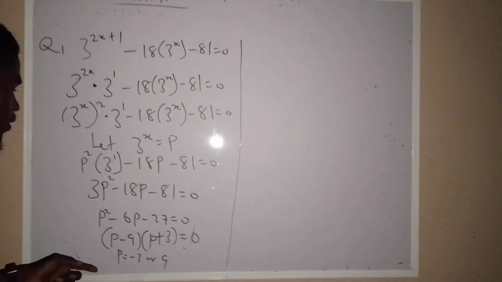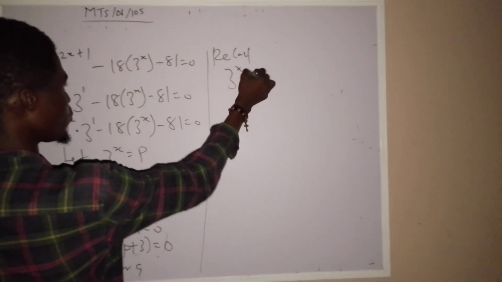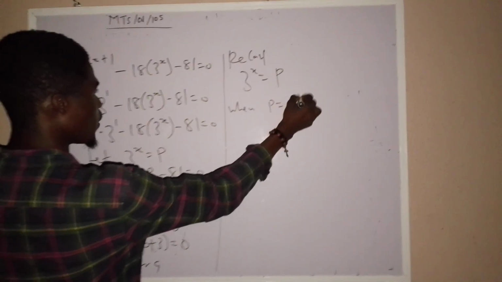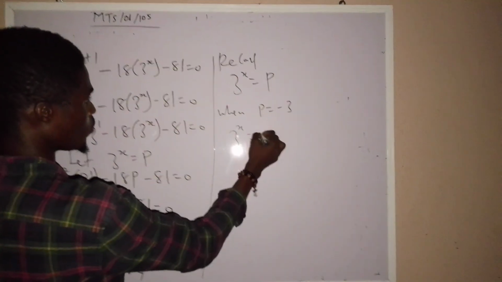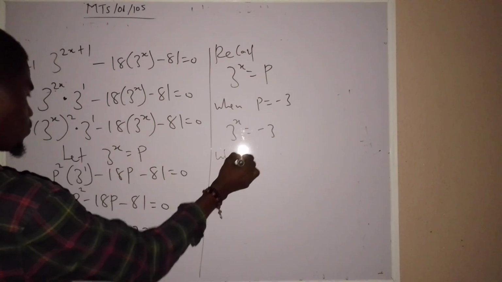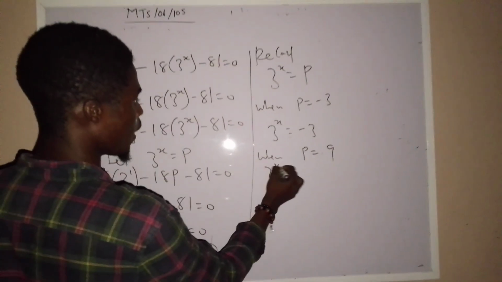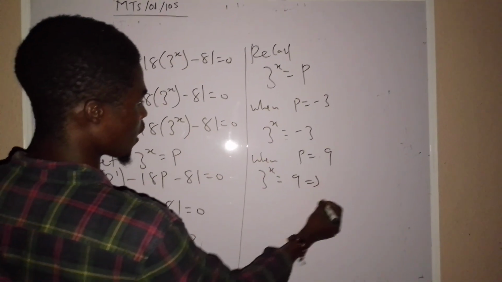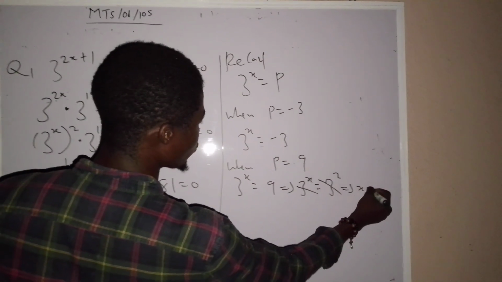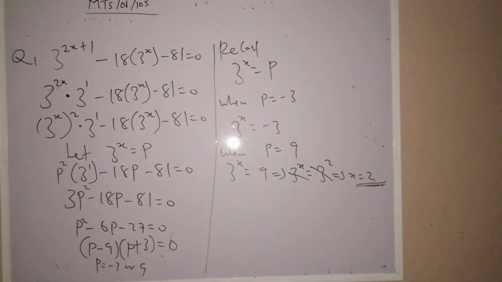Minus 3 or 9. So now recall that 3 raised to the power x equals p. So when p equals minus 3, that is 3 raised to the power x equals minus 3, okay, so on the line. So when p equals 9, 3 raised to the power x equals 9, which implies that 3 raised to the power x equals 3 raised to the power 2. This one cancels this one, which implies that x equals 2. We are concerned about this. So the rest is nothing to write about.